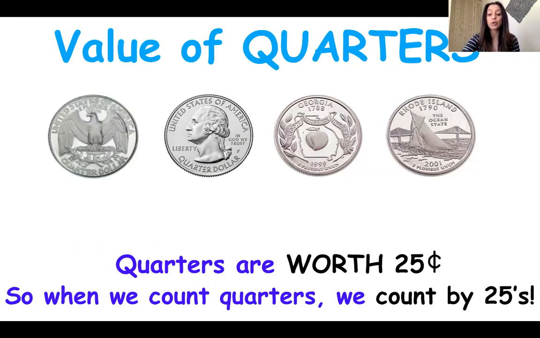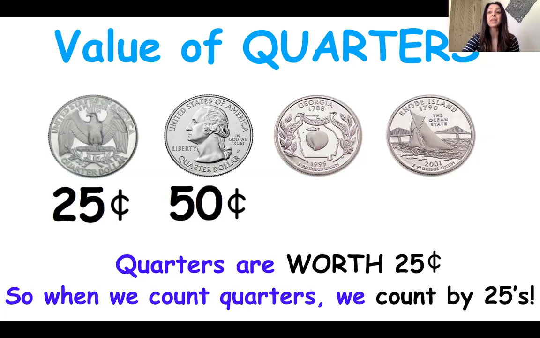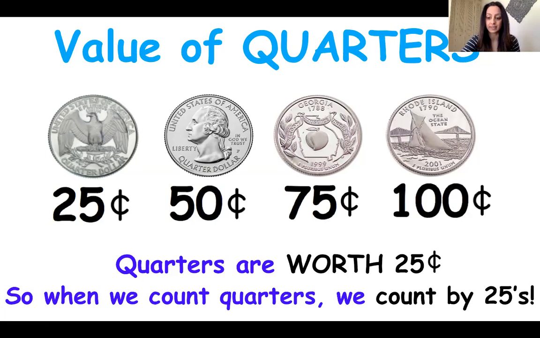So the first quarter by itself would be 25 cents. Then 25 cents plus 25 cents makes 50 cents. Then 50 cents plus another 25 cents makes 75 cents. And then 75 cents plus another 25 cents makes 100 cents. Now 100 cents is the same as $1, but we'll worry about that later. Don't worry about that right now.